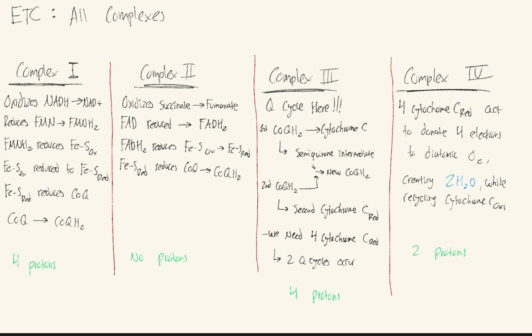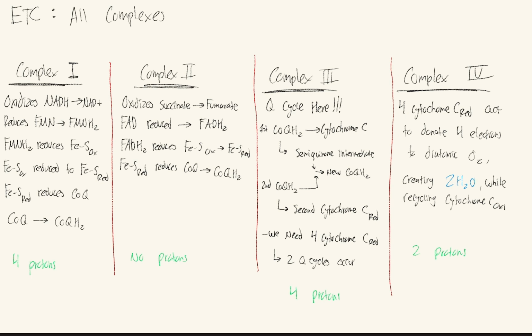Complex 2, a very similar process. Recall that it's succinate dehydrogenase. It's going to take succinate and oxidize it, creating fumarate. And this oxidation is coupled with a reduction of FAD into FADH2. FADH2 will reduce the same iron-sulfur clusters we've seen into reduced forms. And this reduced iron-sulfur cluster will once again transfer its electrons to coenzyme Q to create coenzyme QH2. No protons are pumped in complex 2.